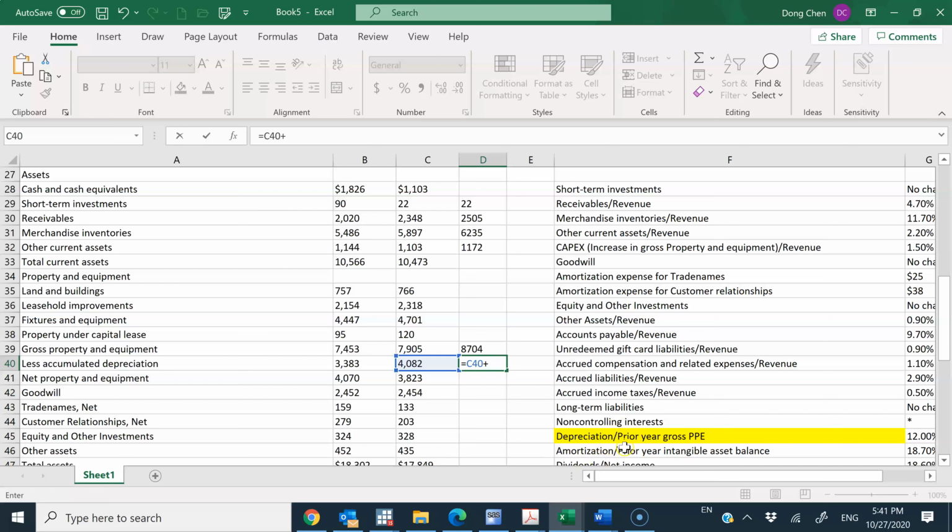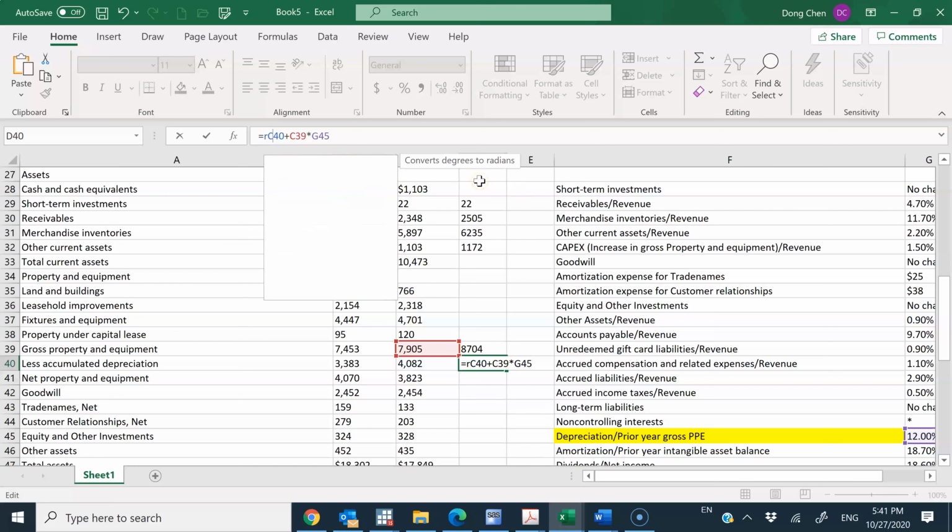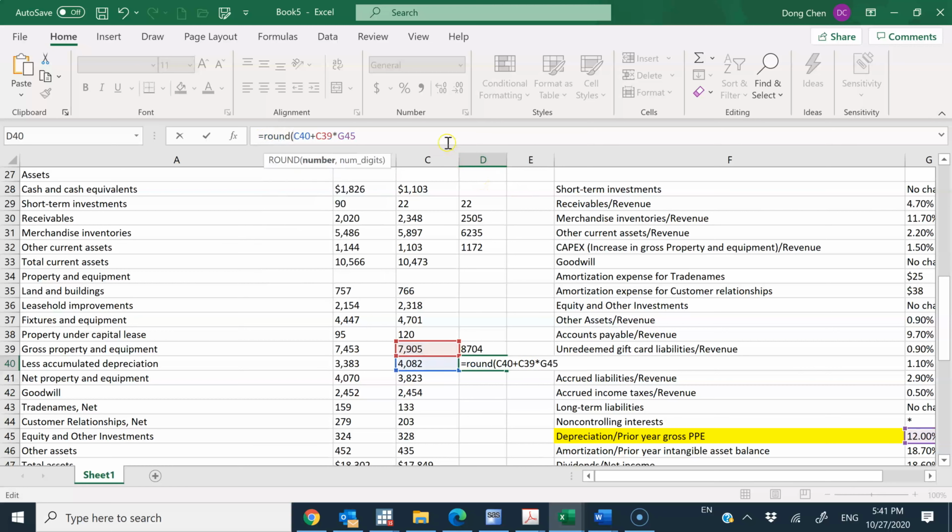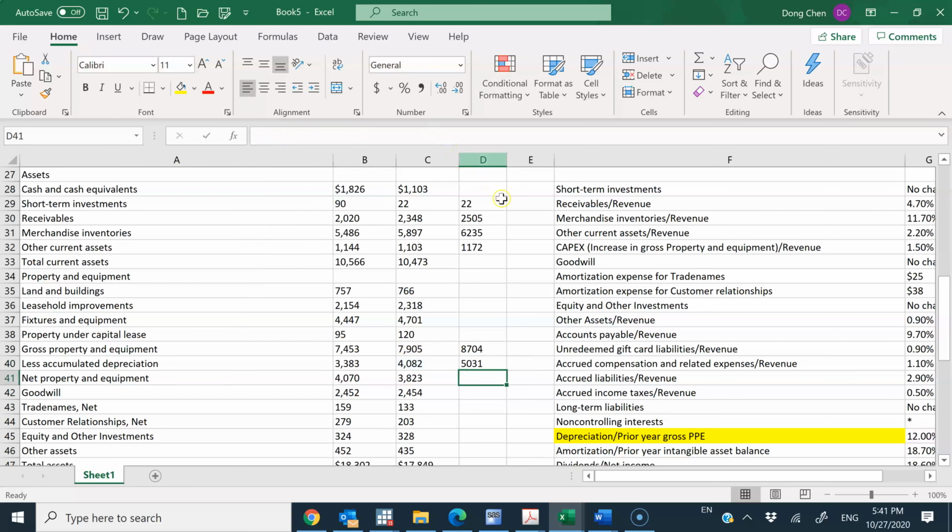And new depreciation expense is further equal to prior year gross PPE, right? Prior year gross PPE is right here, and then times the fraction here. And then I want to round this to the whole dollar. So that's my new accumulated depreciation. Now their difference becomes net PPE, right? It's gross PPE minus accumulated depreciation, and that becomes net PE.